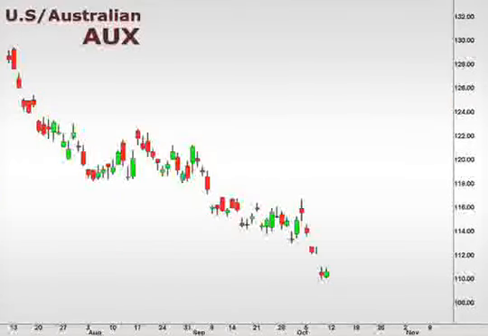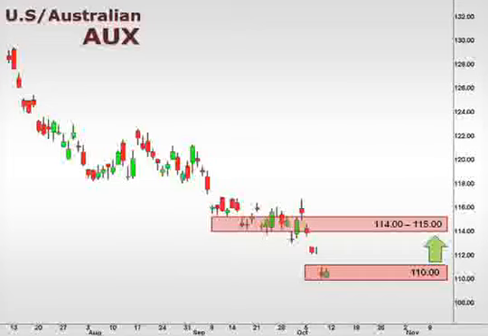Next up, the AUX, the US versus the Australian dollar, and after Australia changed its monetary policy last week to slightly raise interest rates, we can see here that the US dollar lost significant ground, now testing support at our 110 focal zone. With this being an important support level, we would anticipate the possibility of a bounce here, which might take us to retest the 114, 115 focal zone as now a logical resistance.